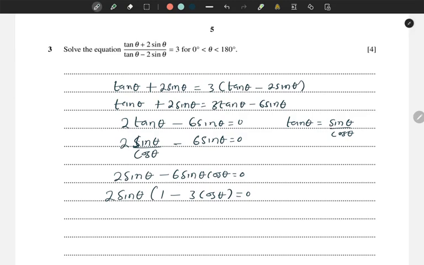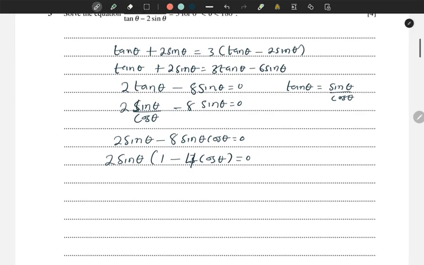Is that clear? Oh, sorry, my bad. From this side here, if you bring 2 sin theta to this place, that should be minus 8. Sorry, so let's quickly change that. Minus 8 sin theta. So this is minus 8. So you factorize, now you have 4 outside here.